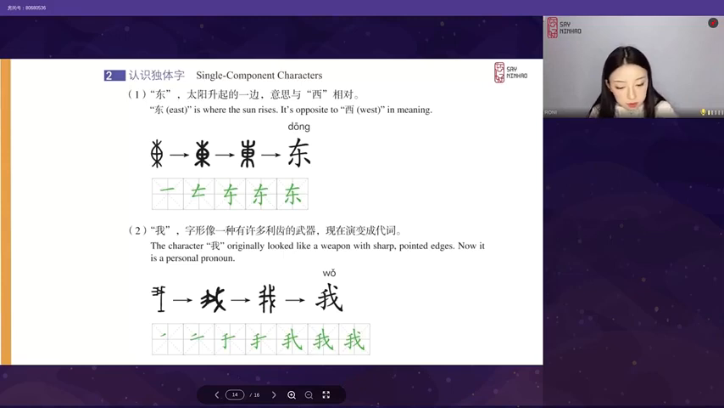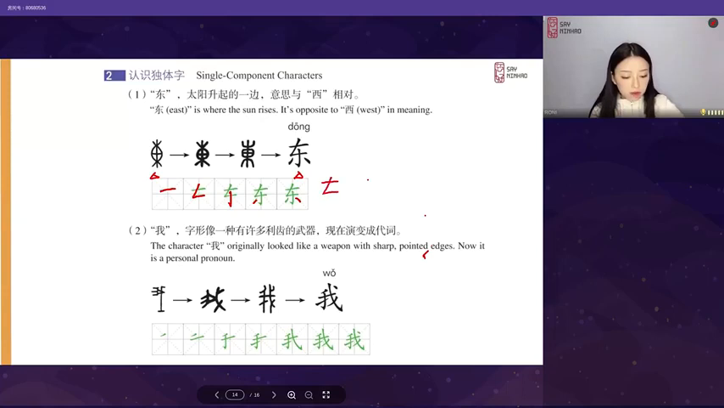It actually means where the sun rises at the ancient time, and now it means the east, the east. Let's see the order of writing the strokes. First one, we will write a horizontal at the upper structure of this word, and then a left falling to turning, and then a vertical hook, and then two dots. Try to write it with me.